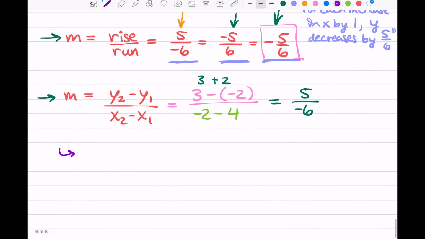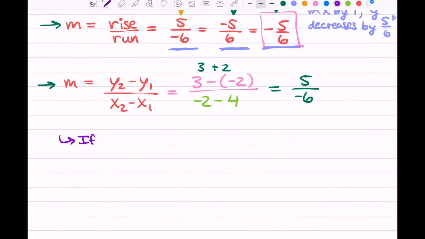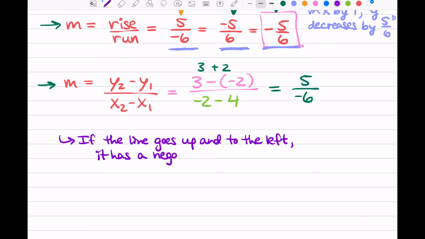So let's make that note. If the line goes up and to the left, it has a negative slope. That's always going to be true. So if a line goes up and to the left, that is always going to have a negative slope.